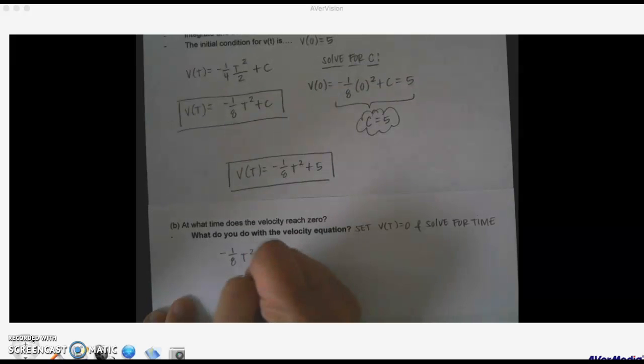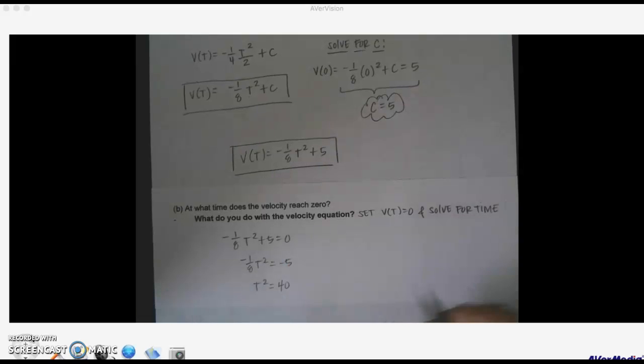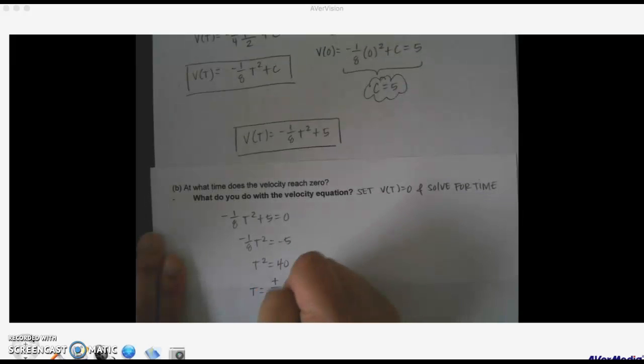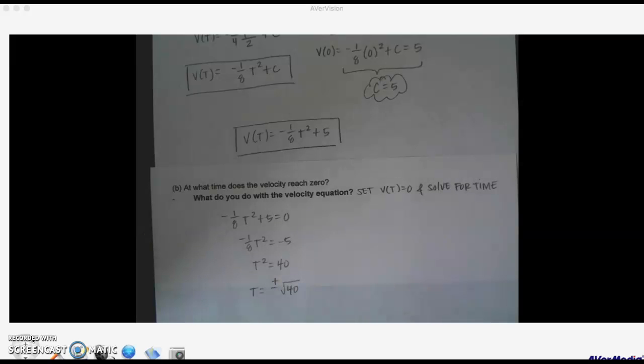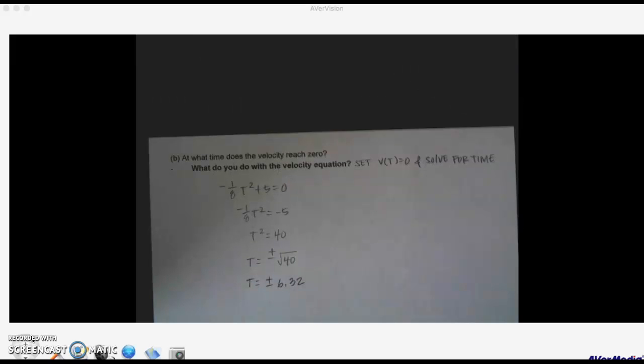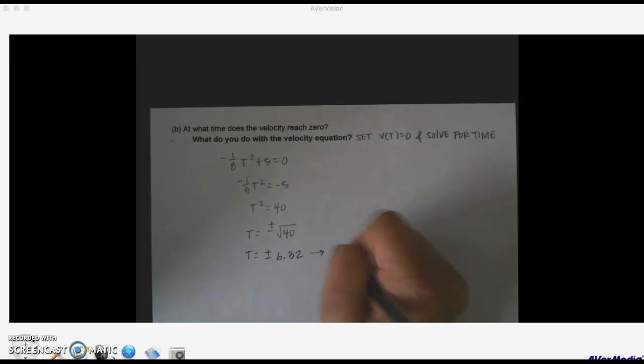So we have -1/8 t squared equals -5. Multiply both sides by -8 and take the square root. On our calculator, the square root of 40 is 6.32. And we know that time can't be negative, so we're going to take the positive.